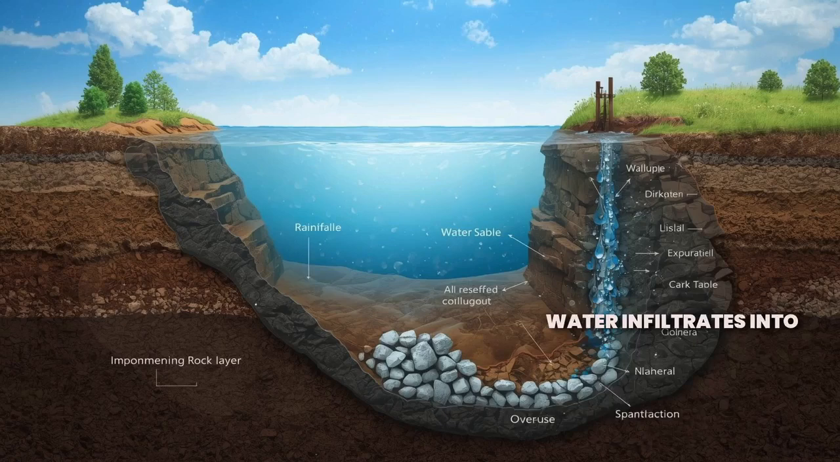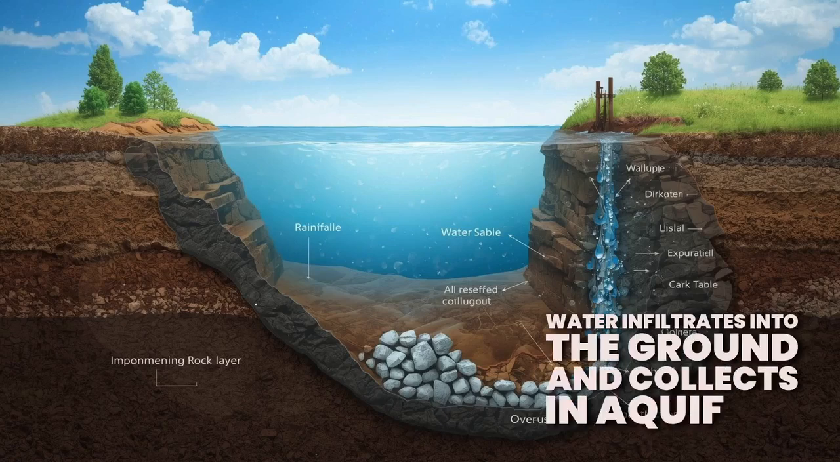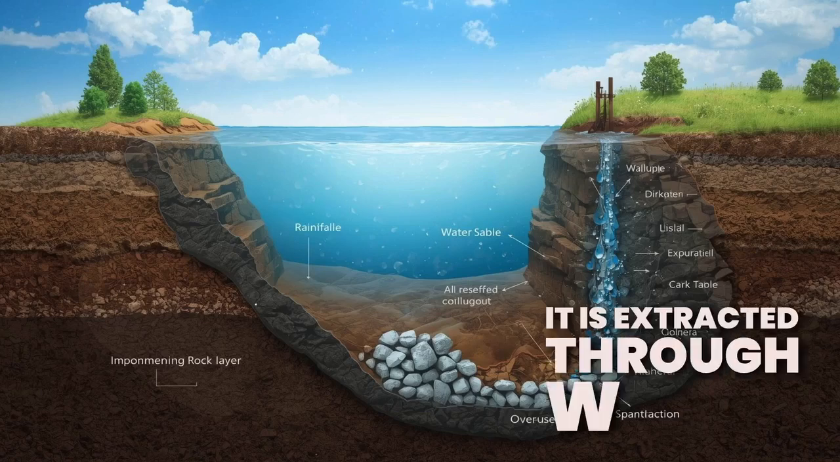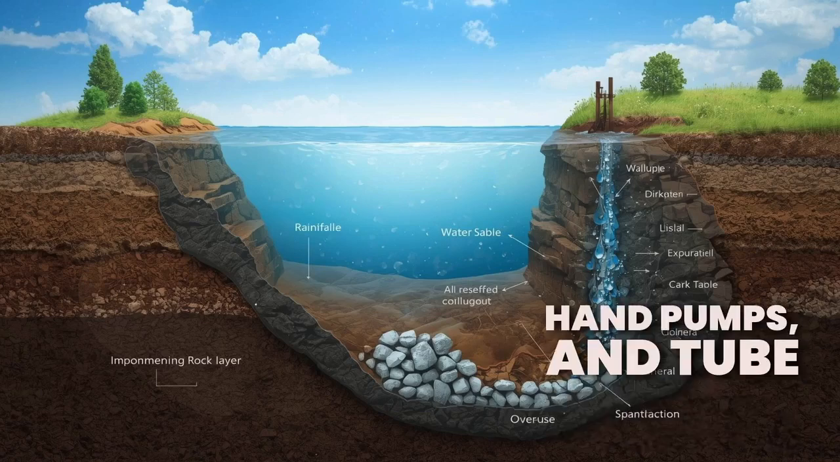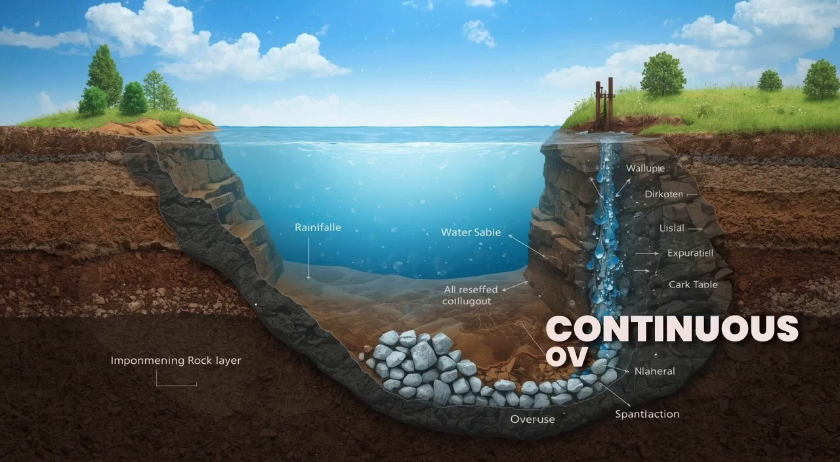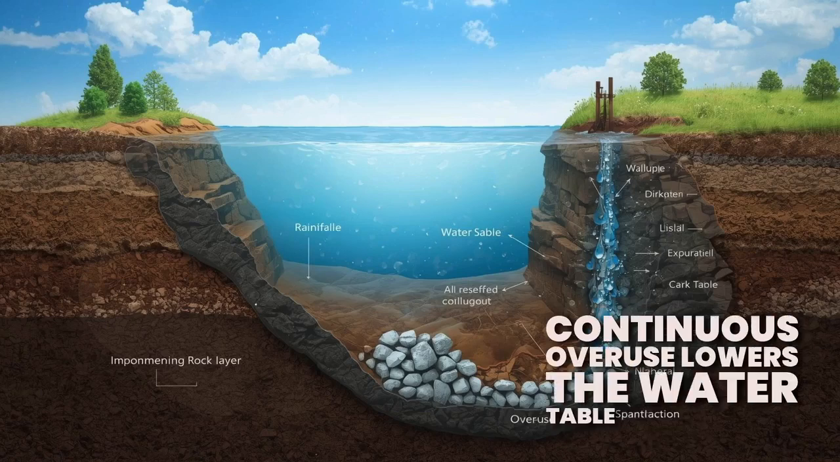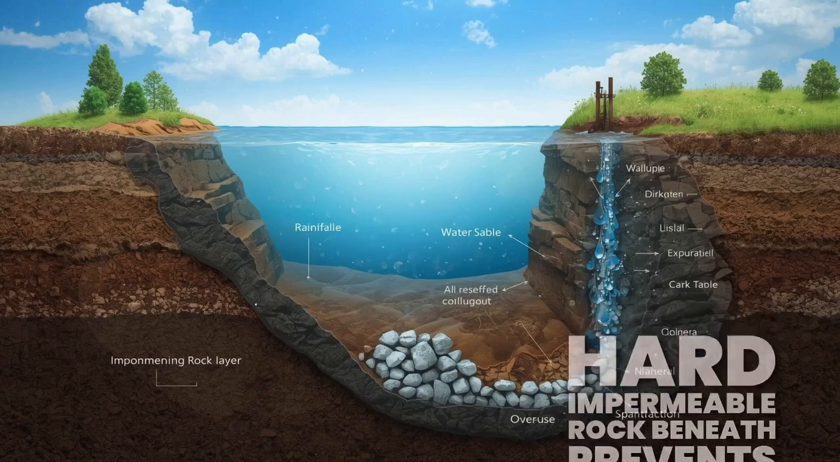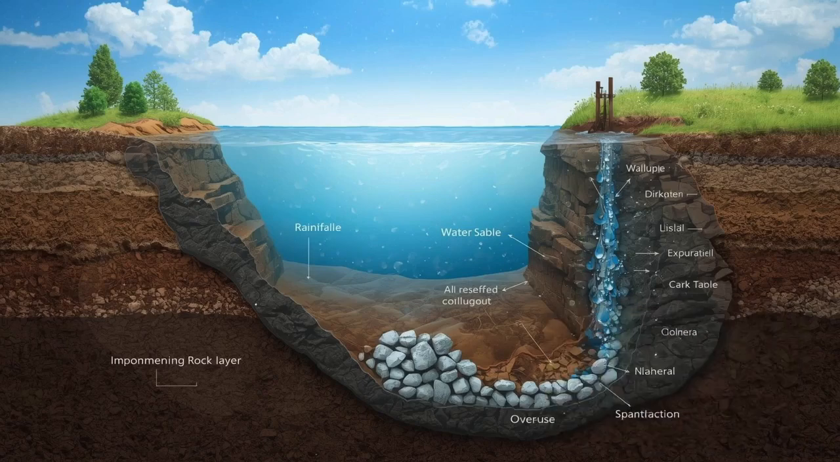Water infiltrates into the ground and collects in aquifers, which store and provide water. It is extracted through wells, hand pumps, and tube wells. Continuous overuse lowers the water table, drying wells. Hard, impermeable rock beneath prevents water from seeping further.